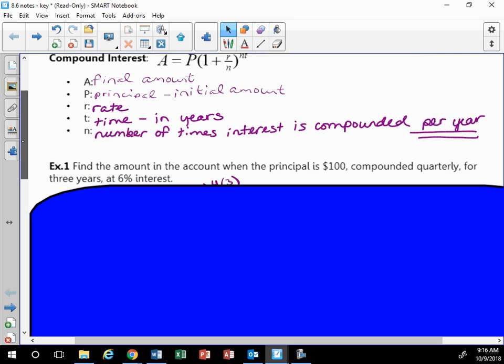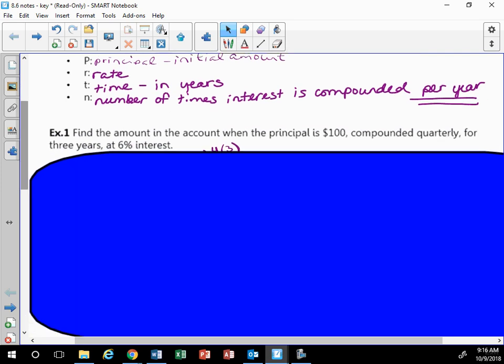Okay, so let's do the first one here. You are starting with $100. It's compounded quarterly for 3 years at 6% interest. I want you to just write what you think the equation is going to be that you're using for this. Okay, so fill in the blanks.